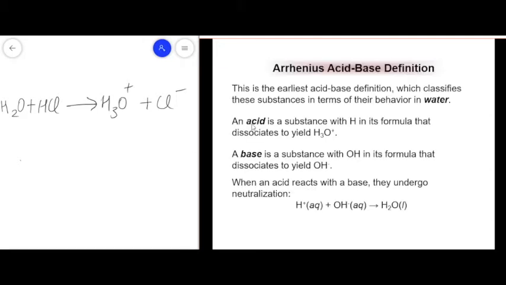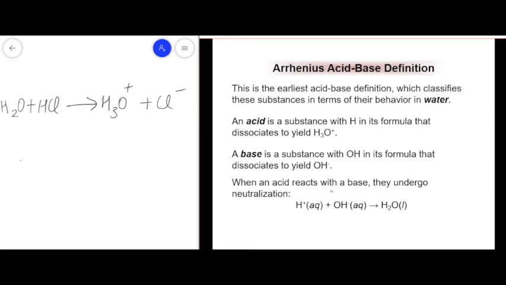So the first definition of an acid and base that was given out was in terms of how a substance behaves in the presence of water. Acid was regarded as any substance with a proton. Essentially, it should have hydrogen in its formula, and it would dissociate to release this hydrogen, and that hydrogen would react with water to produce H3O plus. A base, on the other hand, was regarded as a substance with an OH in its formula, and it dissociates to yield an OH minus ion.